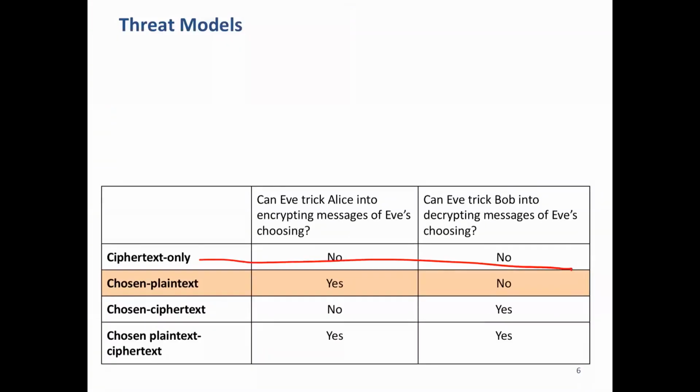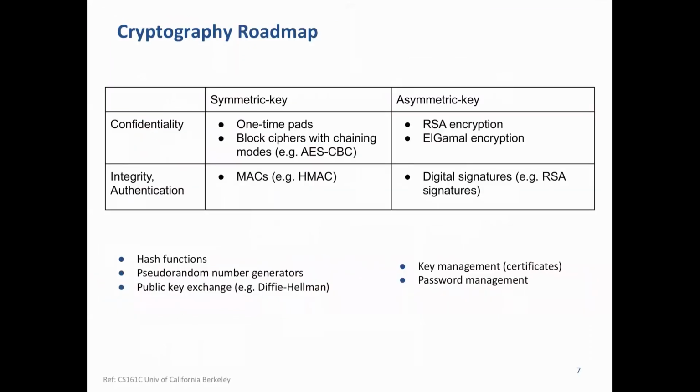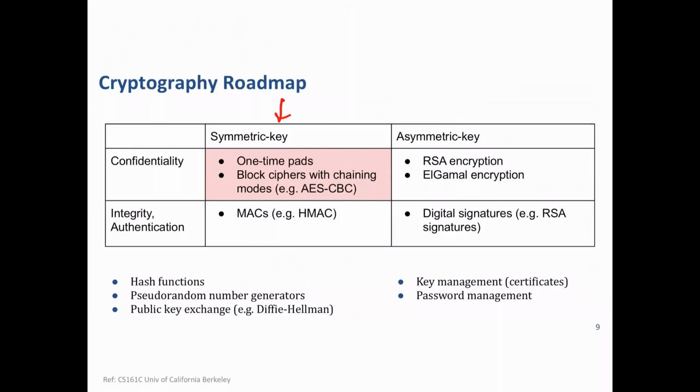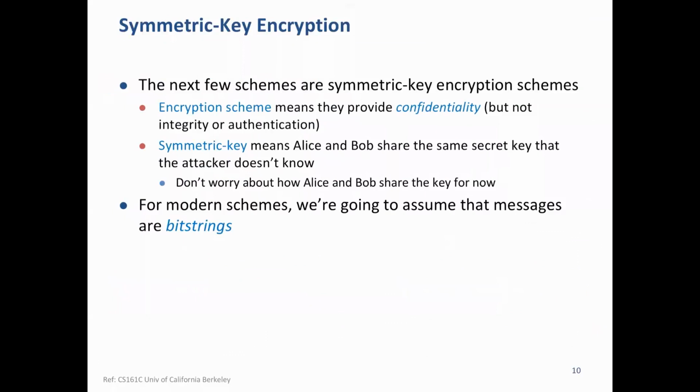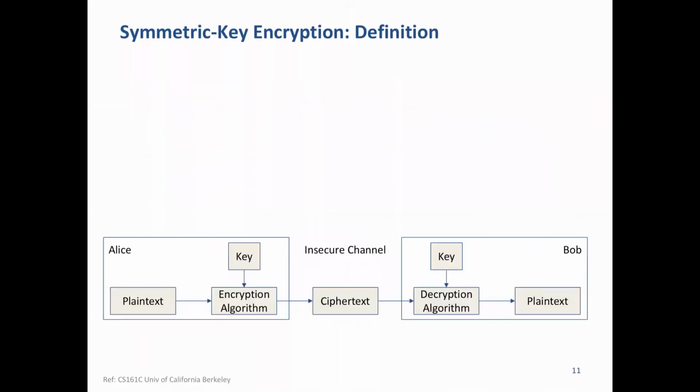We have chosen chosen plaintext as a threat model, where Eve can trick Alice into creating or encrypting a message of her choice. What we have started to study is symmetric encryption. We have studied the one-time pad. We know that we use only bit strings. Anything that we handle in computer science is a bit string. So here the messages and the keys are all considered bit strings.